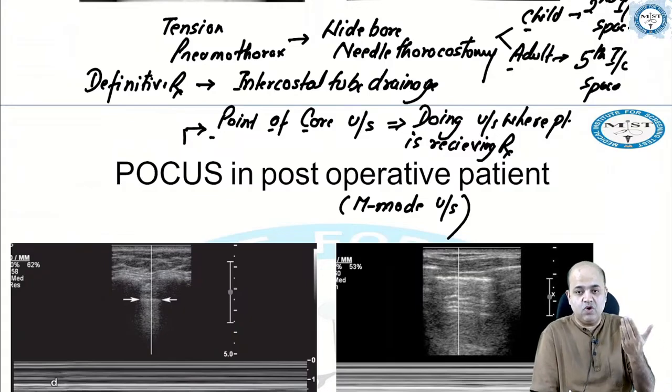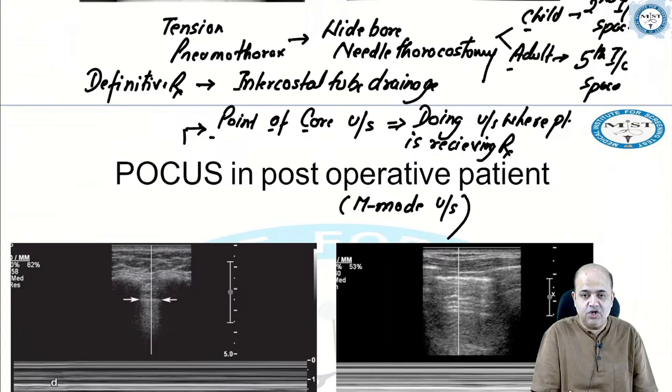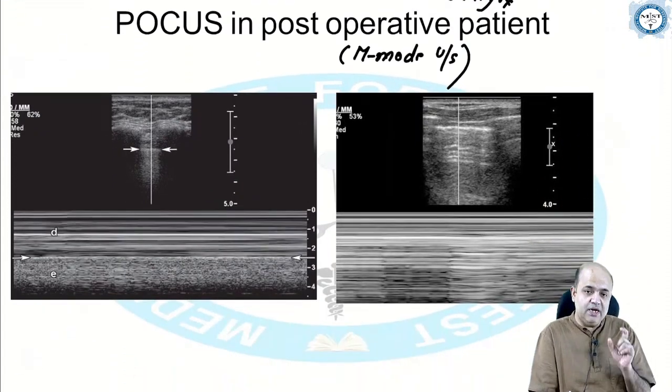When the patient cannot come to the ultrasound room, the patient is in the ICU, in the intraoperative time, or is an unstable emergency patient, what can we do? We can do a point of care ultrasound. And what is the ultrasound that we are using for the diagnosis of pneumothorax? We are using an M mode ultrasound.